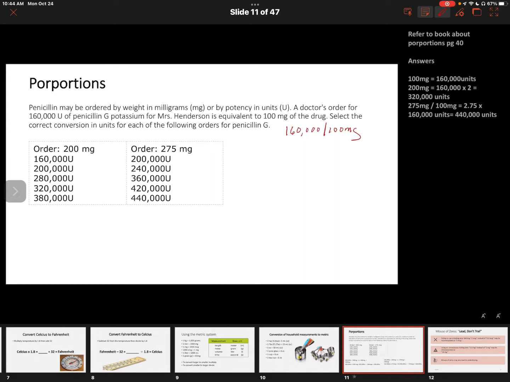So, we're looking at 200 milligrams. So 200 milligrams is twice as much as 100 milligrams. So it would be 160 times 2, which yields 320,000 units. It's the same as 200 milligrams.